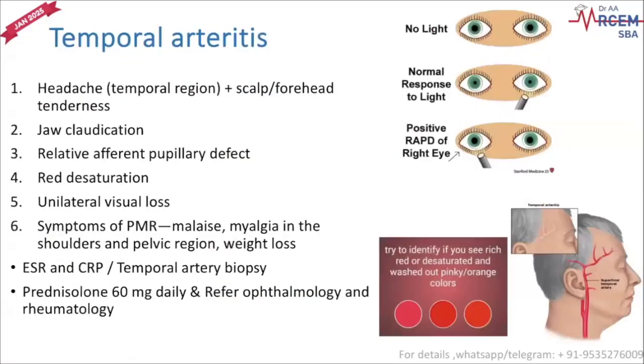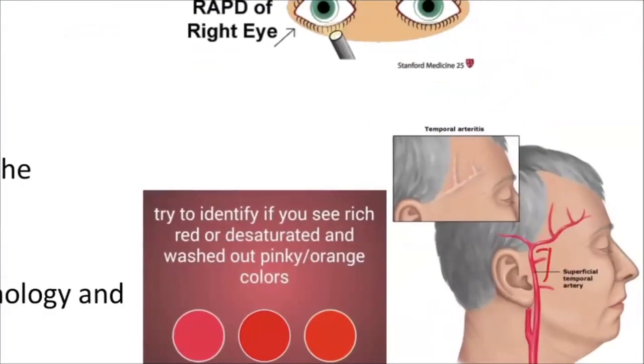Temporal arteritis. What does this mean? This is basically inflammation of the temporal artery. The temporal artery is in the temple region, so this patient will have pain in the temple region. If you palpate in this region, there is an inflamed artery, and they will have some amount of tenderness.